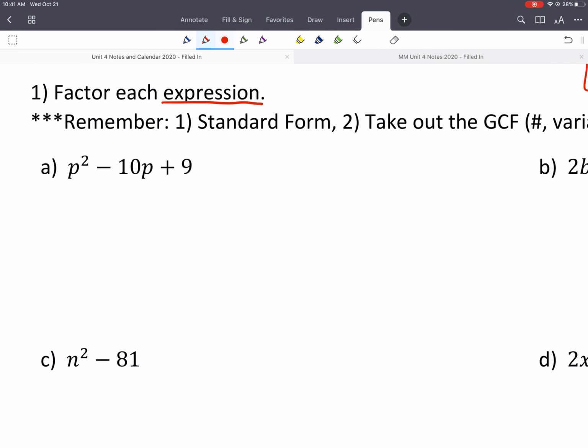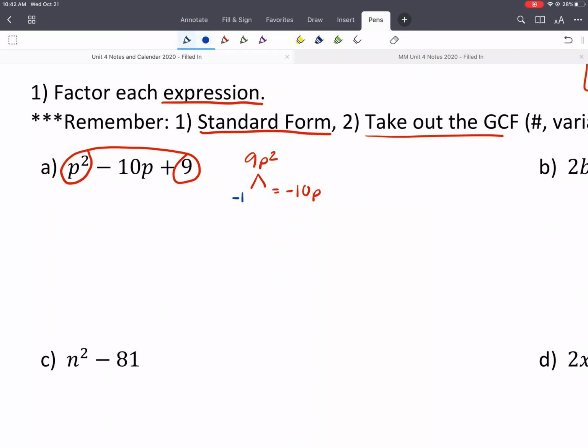So again, factoring. First, we always want to see if it's in standard form, and we want to take out the GCF. For A, it's already in standard form. We have the highest down to the lowest exponents. And then there's no greatest common factor. We can't take out a P. We can't take out a number that we could divide all 3 of them by. So then we do our glasses. That gives us 9p squared, and the factors need to add up to give us the middle term. So something like maybe 9 and 1, but both of them may be negative.